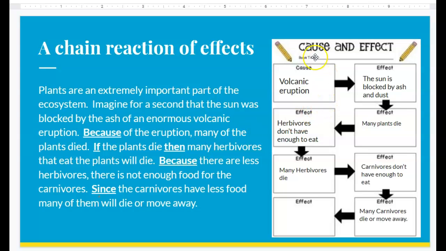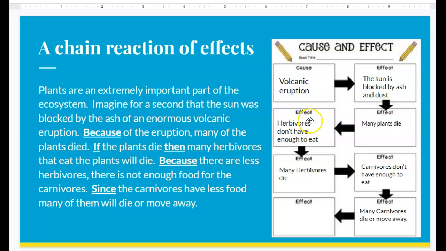So in this case, our main cause is this volcanic eruption, right? And what is the effect of that volcanic eruption? The first effect is that the sun's blocked by ash and dust. Well, if the sun's blocked by ash and dust, what's the effect of that? Well, the effect is that many plants are going to die, right? If many plants die, what's going to be the effect of that? If many plants die, the herbivores won't have enough to eat.